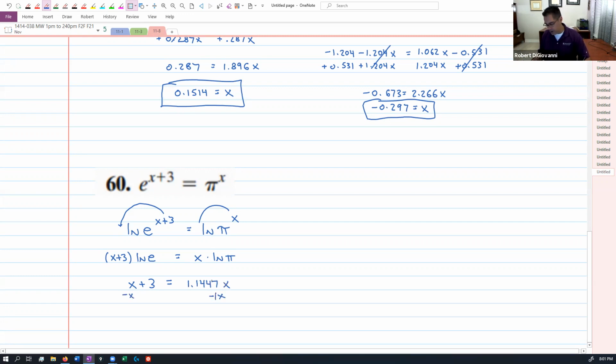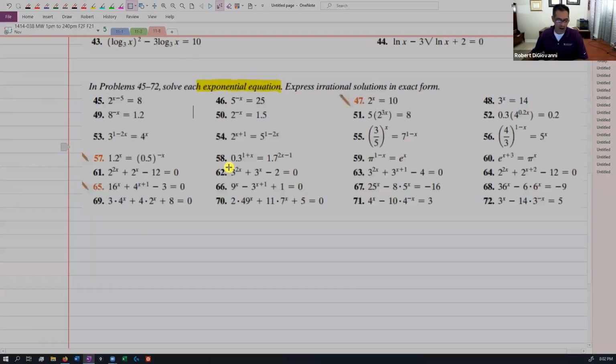And then I'm going to subtract x on both sides. So take 1x away from that. So we get 3 equals, I'm taking 1 away, I get 0.1447x. And I'll divide both sides by 0.1447. So I should get an answer here for x. x is about 20.733, something like that. Okay. 62. All right, finally something different.